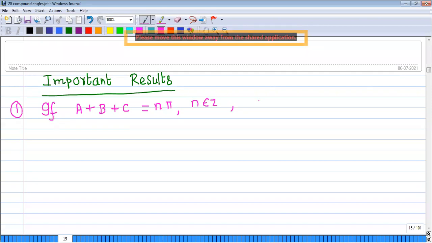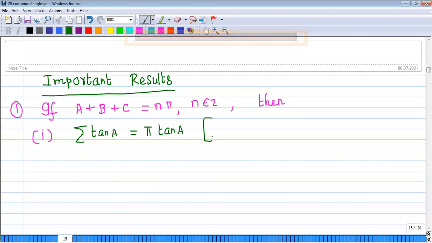So here we have the first point. What is the first point to be discussed here? The first point is sigma tan A equals pi tan A. What do you mean by this? Or we can say like this, S1 is equal to S3.